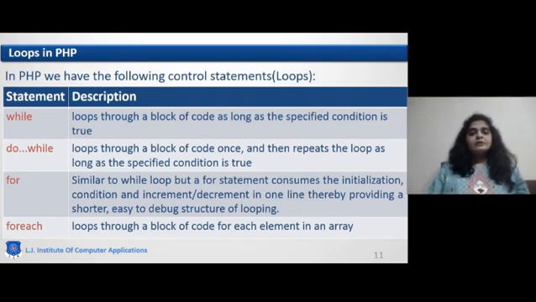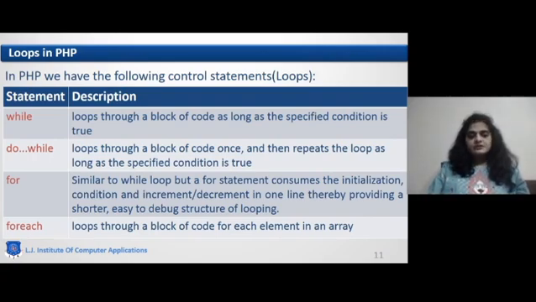Next is for. The for loop is similar to the while loop, but a for statement consumes the initialization, condition, and increment or decrement in one line, thereby providing a shorter, easier to debug structure of looping.